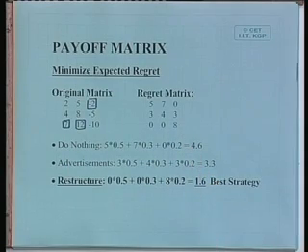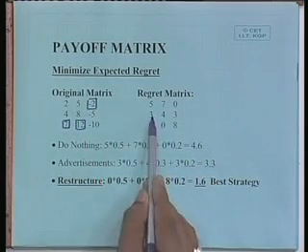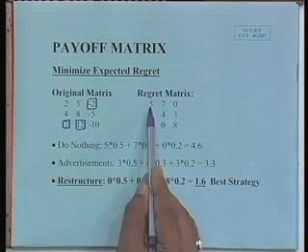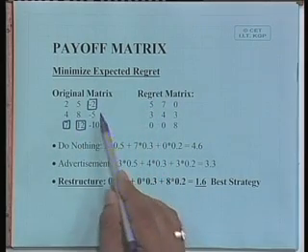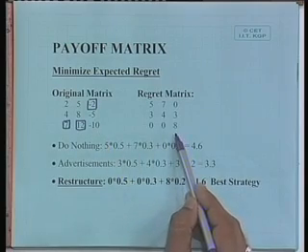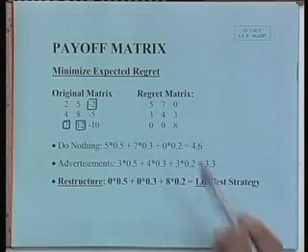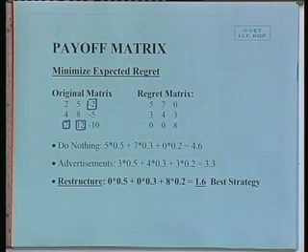How are these values obtained? Very simple. 7 minus 4 is 3, so regret is 3. 7 minus 2 is 5, regret is 5. Minus 2 minus of minus 10 is 8, regret is 8. So, this is your regret matrix, fine.